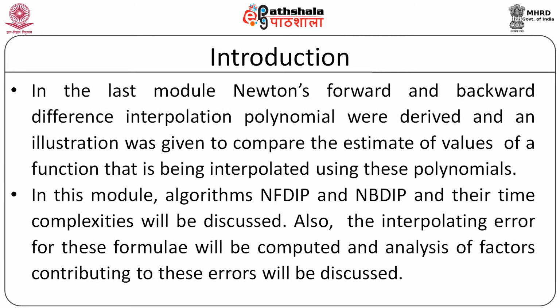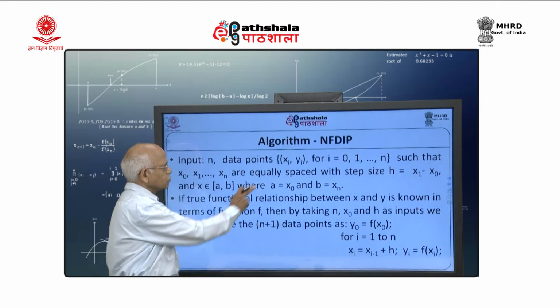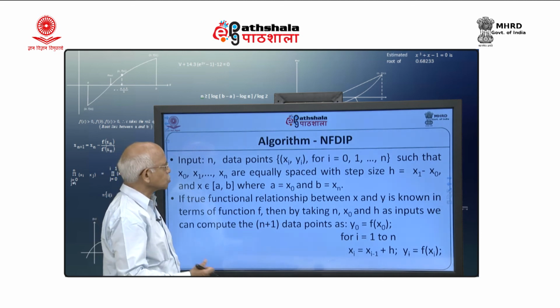discussed. So, we first consider the algorithm for Newton forward difference interpolation polynomial. As usual, when we are talking about an algorithm, we talk about what the inputs to the algorithm are, what the output of the algorithm is, and then the iterative steps. So, input to this algorithm will be data points x_i, y_i for i equal to 1, 2, 3 up to n, such that we ensure that these data points are equally spaced, because these formulas are applied only for equally spaced nodes.